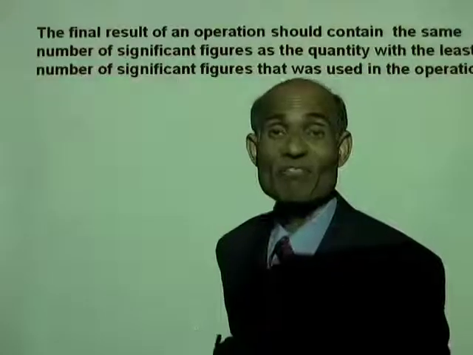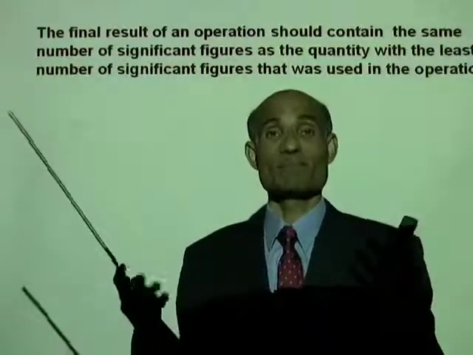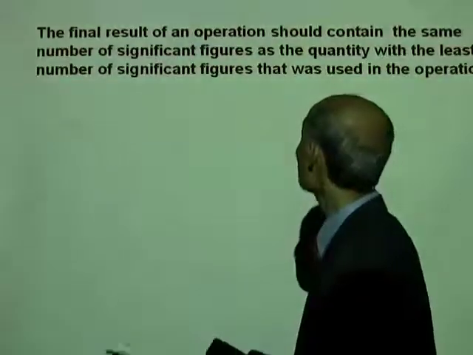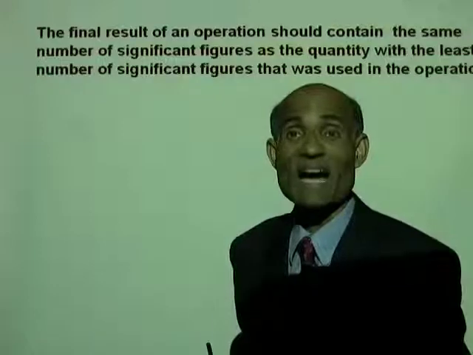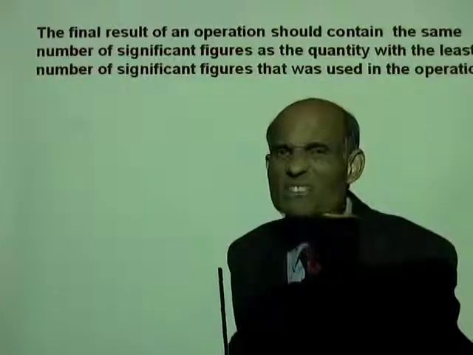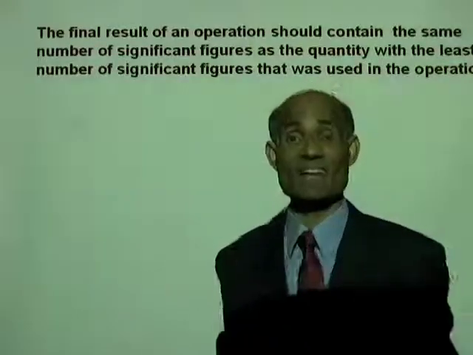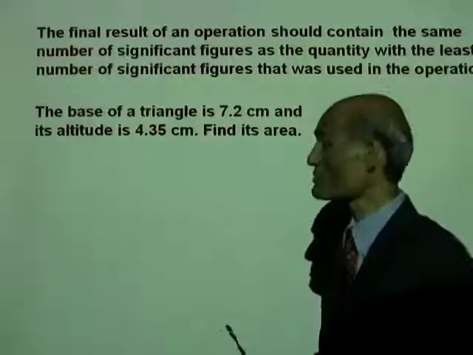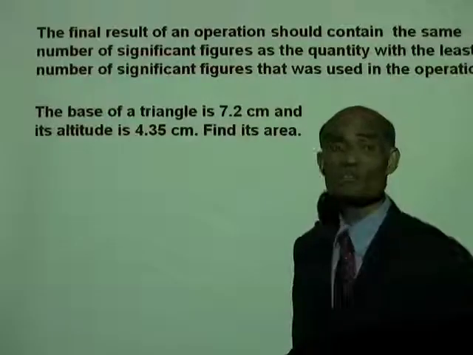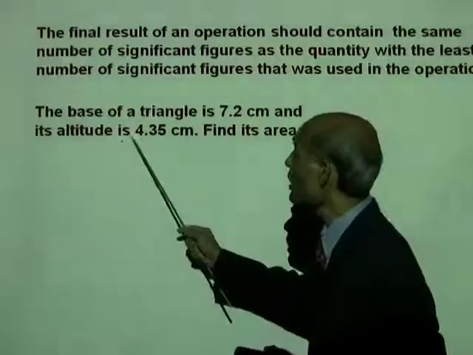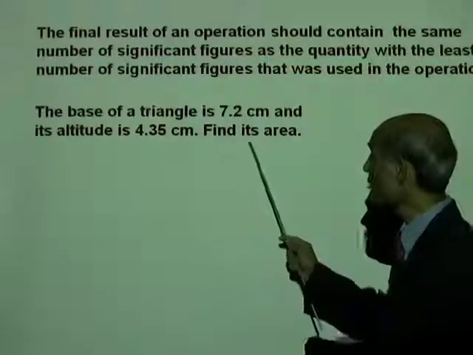When you report a final result, how many significant digits should there be? The final result of an operation should contain the same number of significant digits as the quantity with the least number of significant figures that was used in a calculation. Now, let's illustrate that with an example. The base of a triangle is 7.2 centimeter and its altitude is 4.35 centimeter. Find its area.